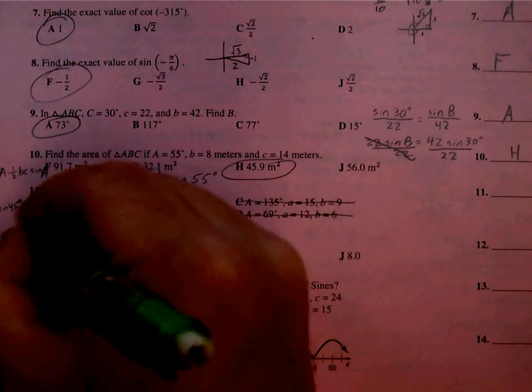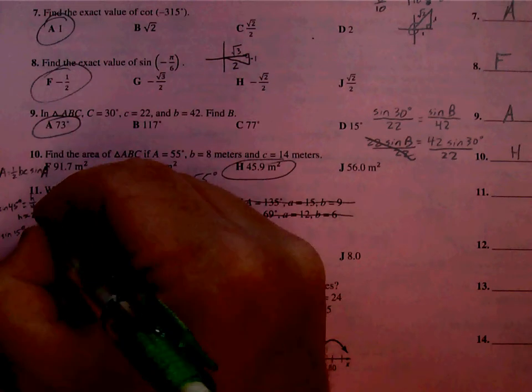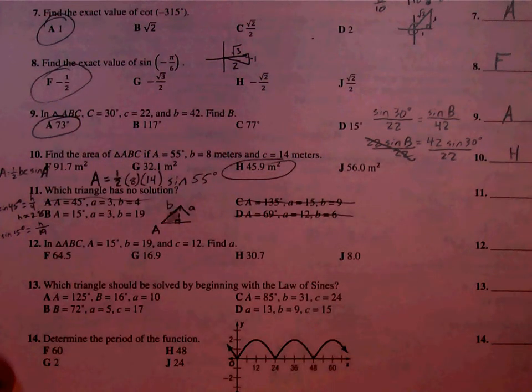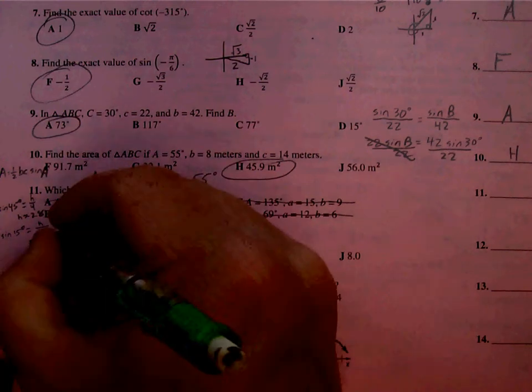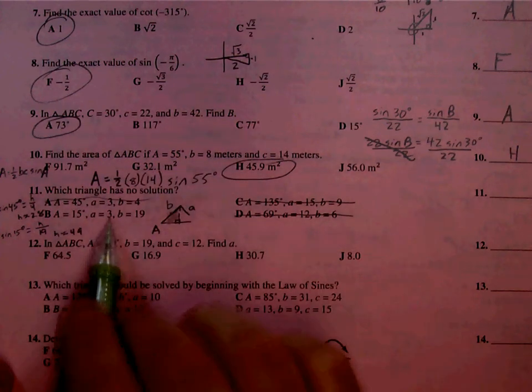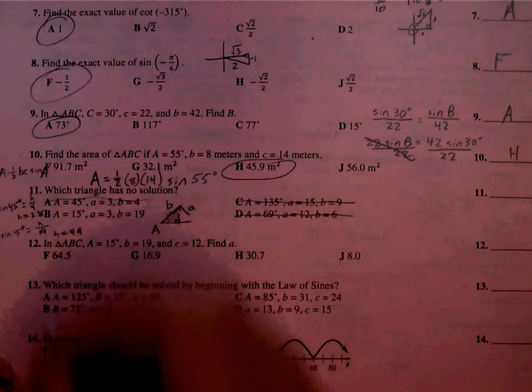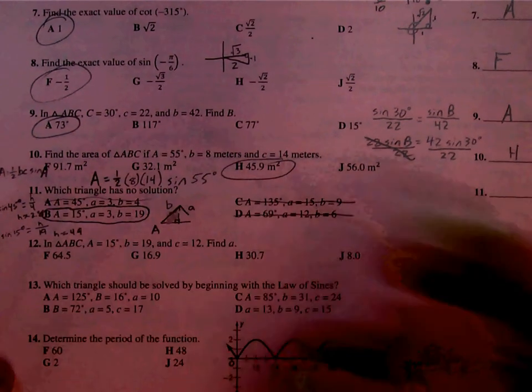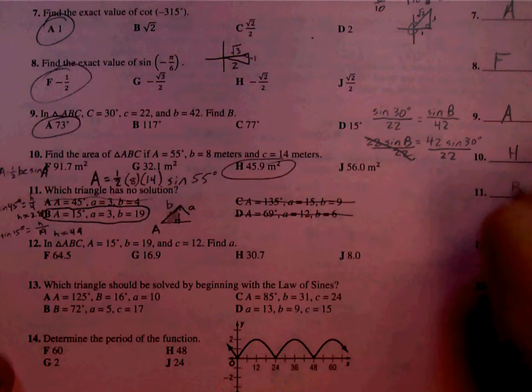Sine of 15 degrees is equal to my height over my hypotenuse, which is 19. So I'll take 19 times sine of 15, 4.9. Is my A larger than that? No, it's not. It's actually less than that, so there's the one that's not possible. My side A is shorter than my height. There is no triangle.